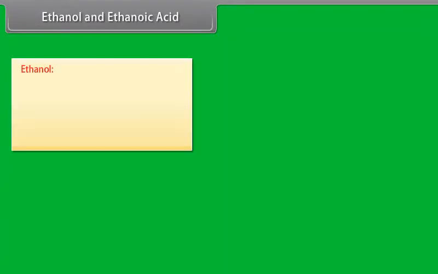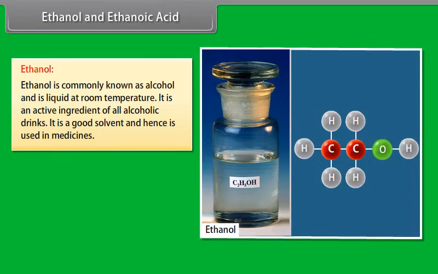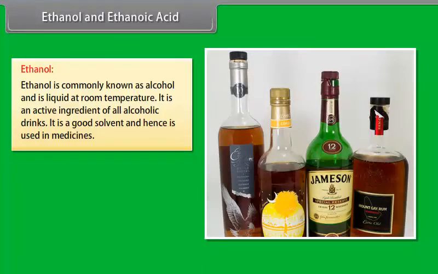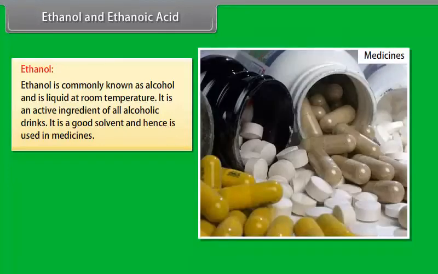Ethanol and ethanoic acid. Ethanol. Ethanol is commonly known as alcohol and is liquid at room temperature. It is an active ingredient of all alcoholic drinks. It is a good solvent and hence is used in medicines.